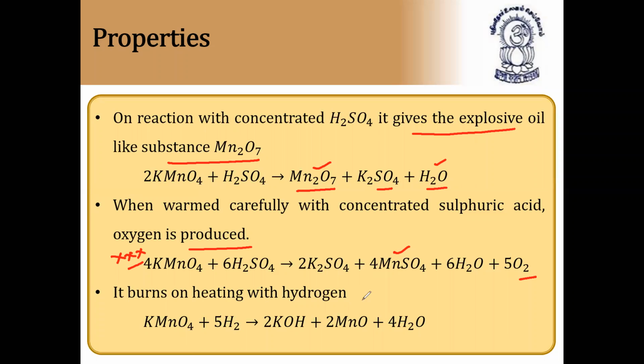It burns on heating with hydrogen. Potassium permanganate burns on heating with hydrogen and forms potassium hydroxide, manganese oxide, and water. So these three reactions are important. In the previous session, we discussed only ionic reactions of potassium permanganate. Now we are discussing some more important reactions of potassium permanganate. So all of you please note it down.